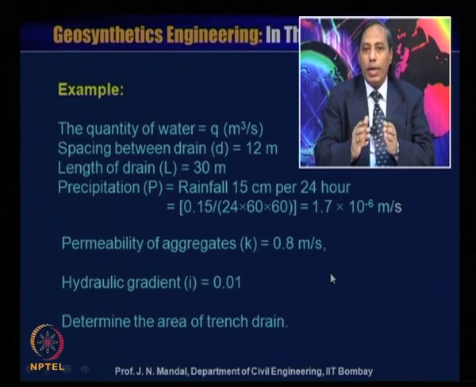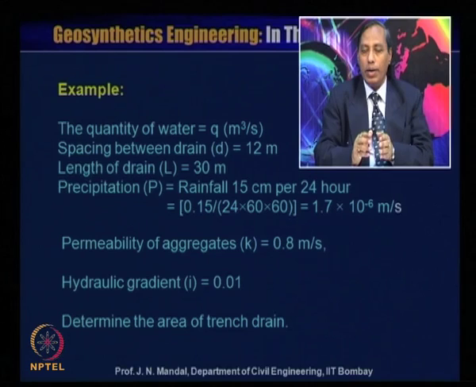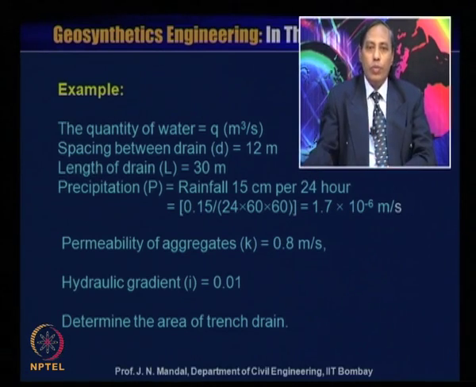And permeability of the aggregate K is equal to 0.8 meter per second. Hydraulic gradient I is 0.01. You have to determine the area of trench drain. What should be the area of trench drain?